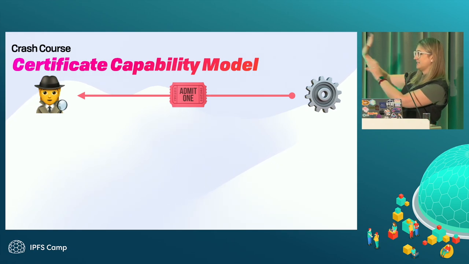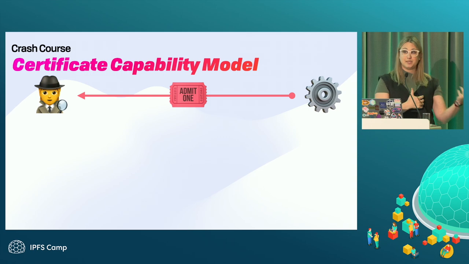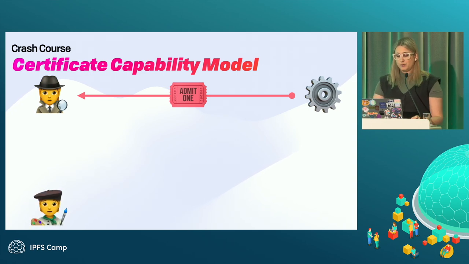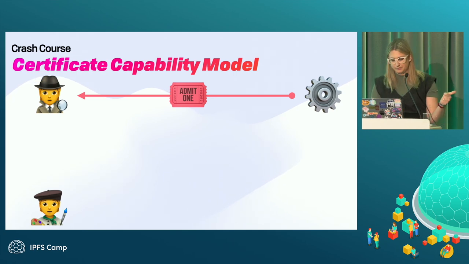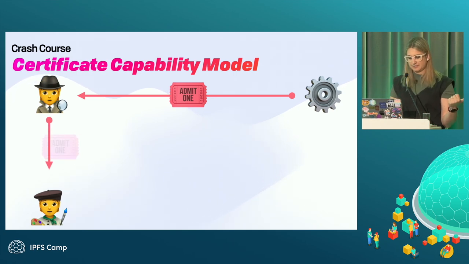Okay, so that's great. That's a very simple version, but if I want to add other people, I don't want to have to keep going back through that service. Maybe the service is down, maybe I'm on an airplane and I'm sitting next to somebody and they're on Bluetooth and I want to send them a certificate as well.